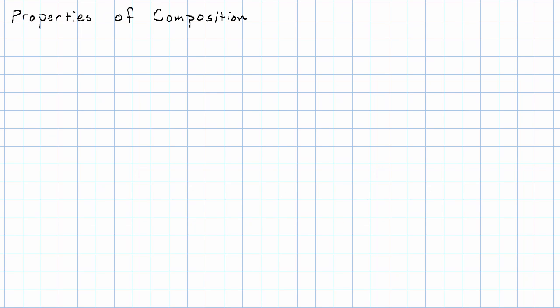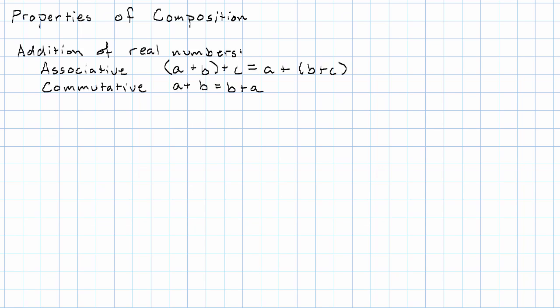So we're thinking of this composition as an operation on functions. We have operations on numbers, addition and multiplication, and those operations have certain properties. So for example, if I look at addition of real numbers, it's associative. That is, if I'm adding three numbers together, I can group the first two, or I can group the last two. And it's commutative. If I'm adding two numbers together, I can add them in either order.